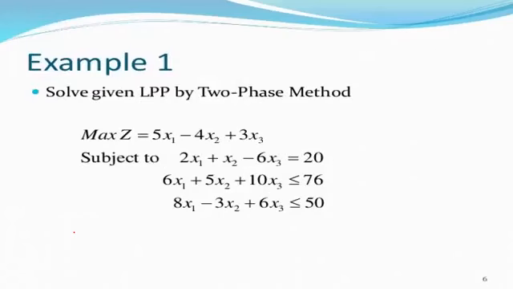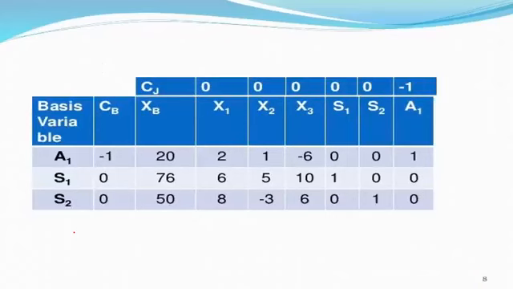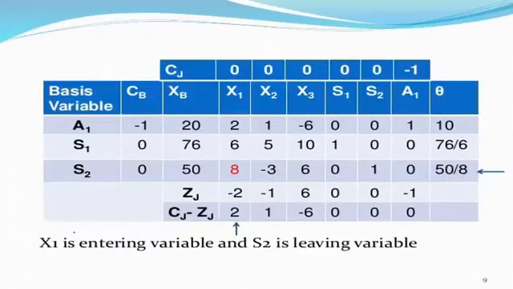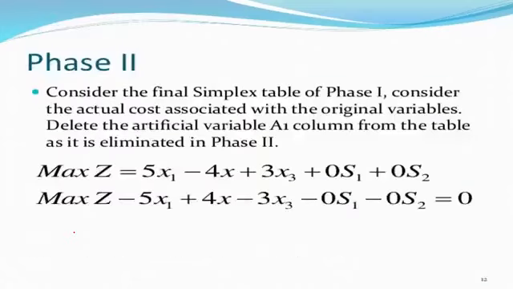Here the objective function and the constraints are given to you. What we have done is create a Z star, a maximization function with the artificial variables, and then convert the inequalities into equality form. We created a table and found the entering variable and outgoing variable. And similarly, we again find the incoming vector and outgoing variable in the second iteration and third iteration.